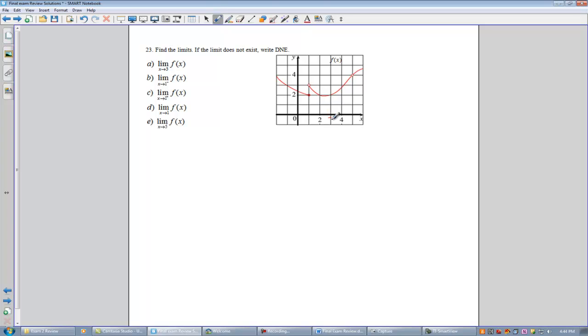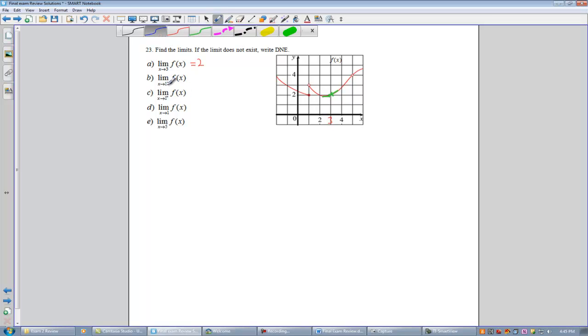So as you go to 3, here 3 is right here, you see as you come in from the left, you hit 2. As you come in from the right, you hit 2. Oh, so the limit must be 2. So the limit as x goes to 3 is equal to 2. Again, you can kind of see this, right? As I approach 3 from the left, I go to 2, and from the right, I go to 2.